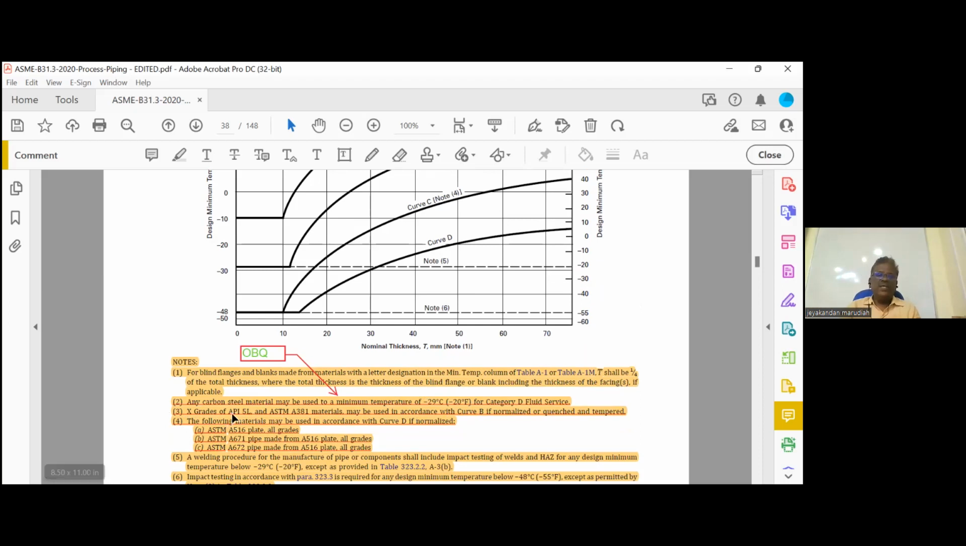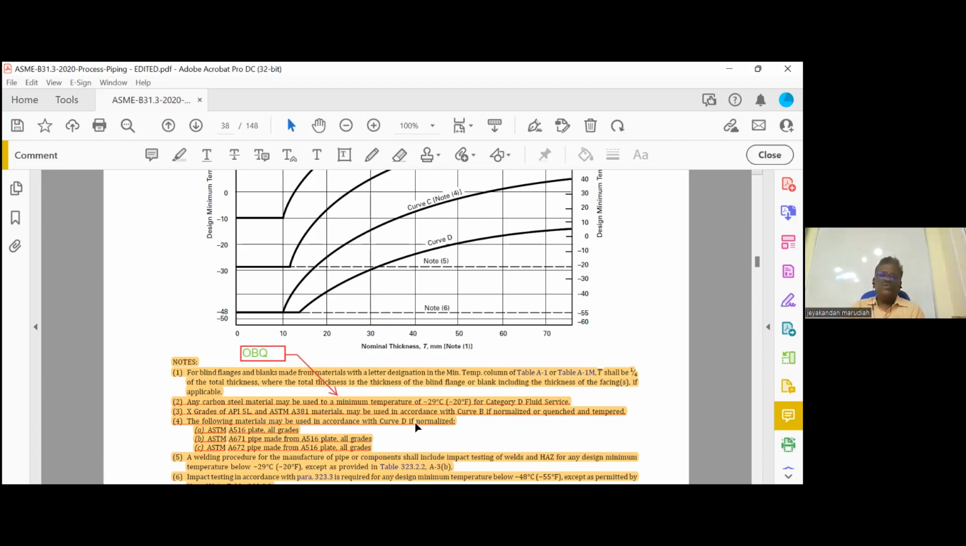The next note, API 5L X65 or ASTM A381 materials may be used as curve B. Generally, there will be curve A in the table. If normalized is mentioned in the question, then it will become curve B. Okay. There is a question bank. In our question bank, this type of question we have covered.